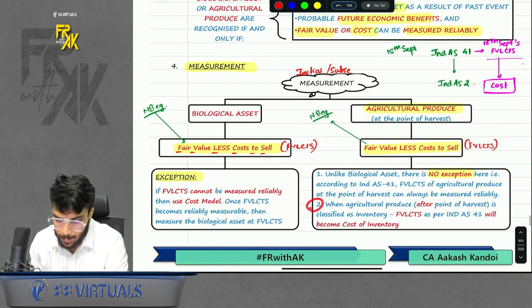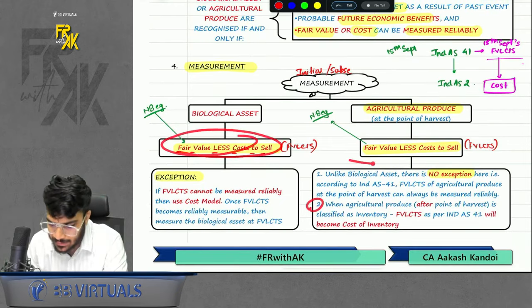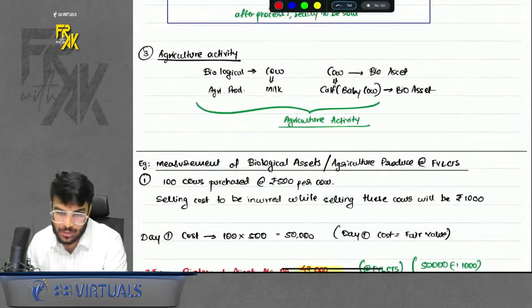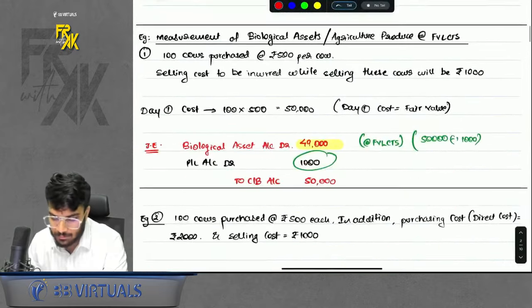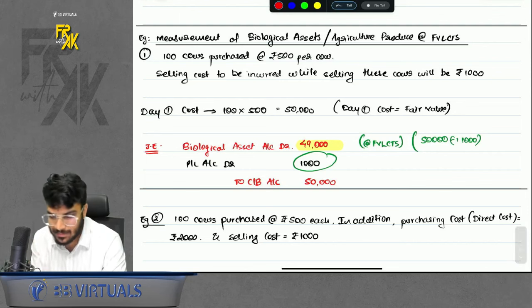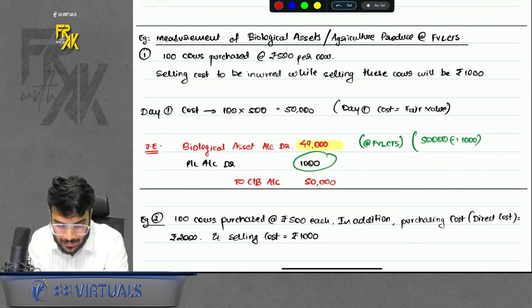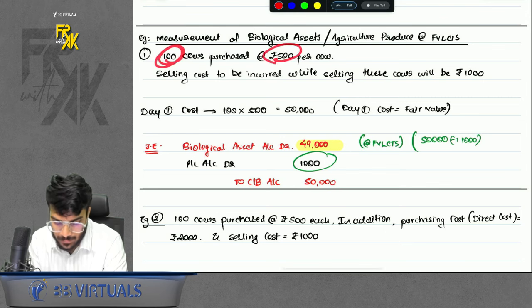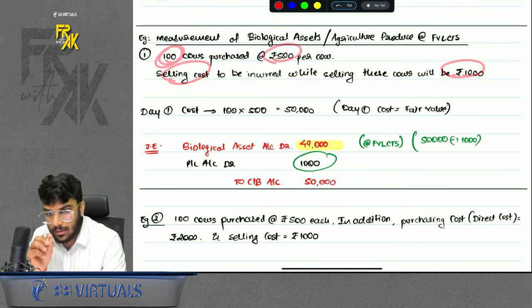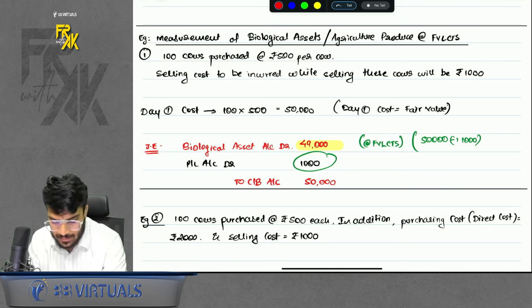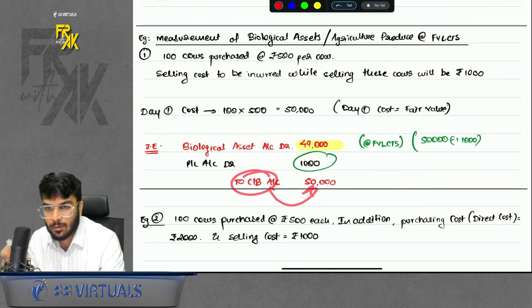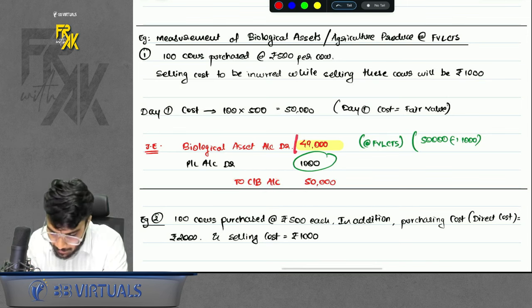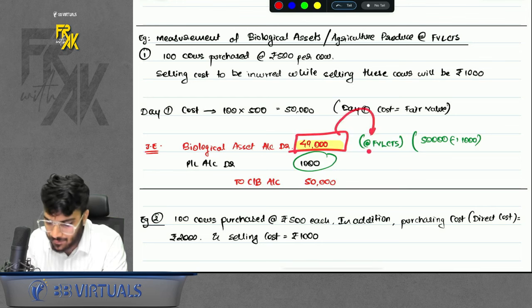Okay. Now the point is, when we say we have to record at FVLCTS, how do we do this calculation? I already told you this is the most important calculation. So I am giving you some examples, please listen to me carefully. Let's say for example, you purchase 100 cows for 50,000 rupees. Selling cost is 1,000. Right? So what entry will pass? You will say biological asset account debit, to cash/bank. In cash/bank, whatever you paid will come. But when you debit biological asset, you will record this at FVLCTS.